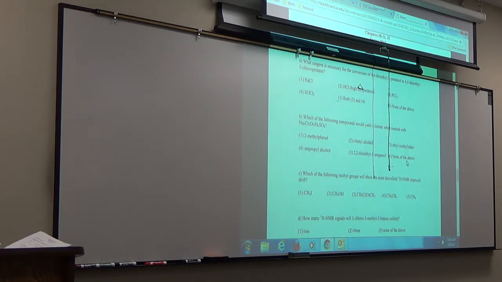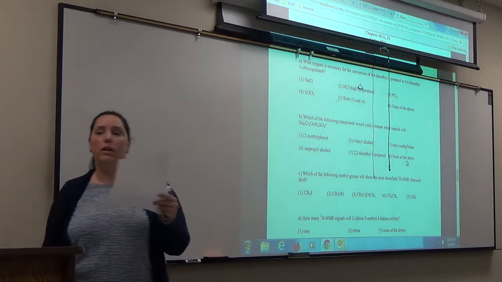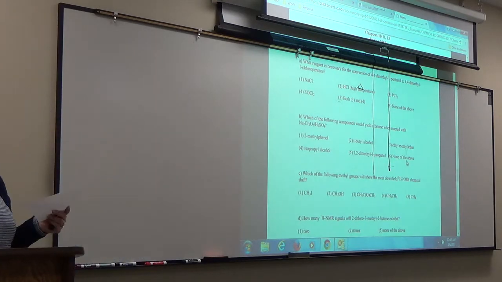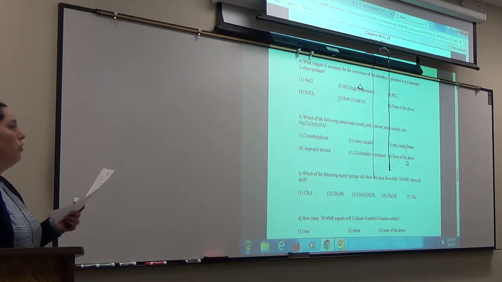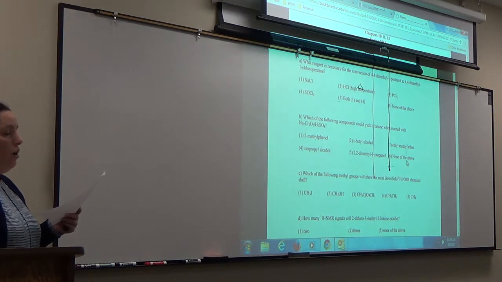All right. Then multiple choice, and it won't be these, but again, you want to think about the concepts, because I may change it slightly, so you have to understand each question. So A says, what reagent is necessary for the conversion of 4,4-dimethyl 1-butanol to 4,4-dimethyl 1-chloropentane?